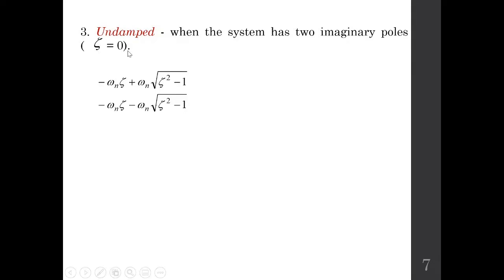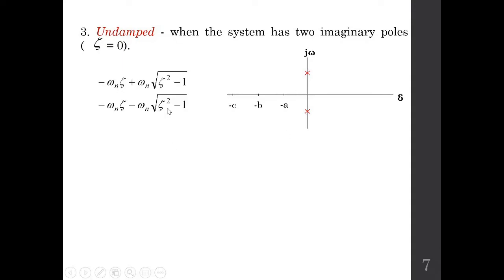The third case is if you put zeta is equals to 0, we'll say we are dealing with the second order system which is exhibiting an undamped response. In that case, you will always get 2 imaginary poles. We can plot these poles like this.